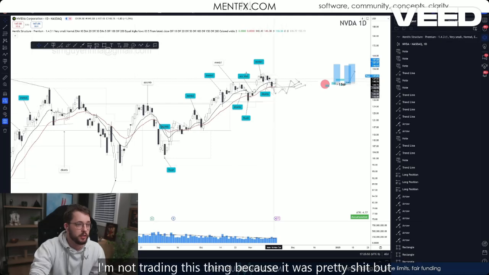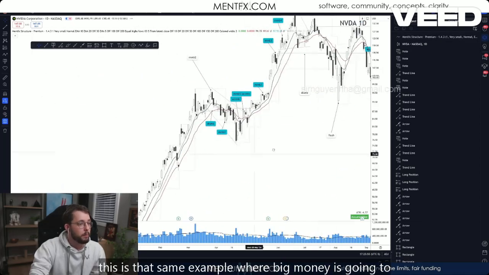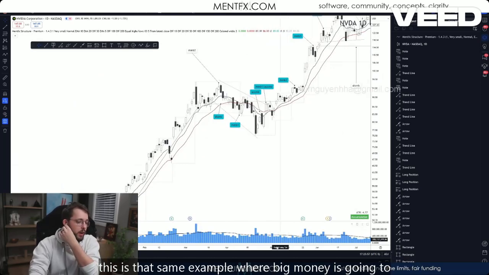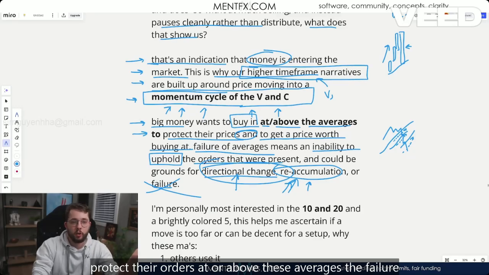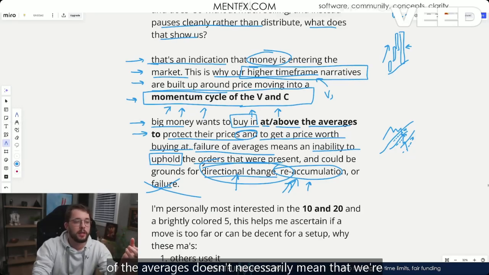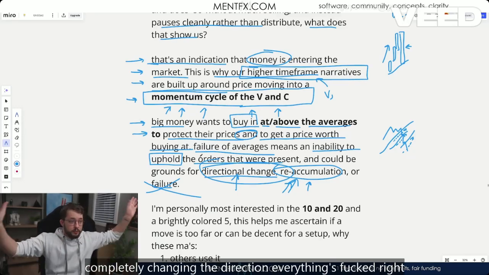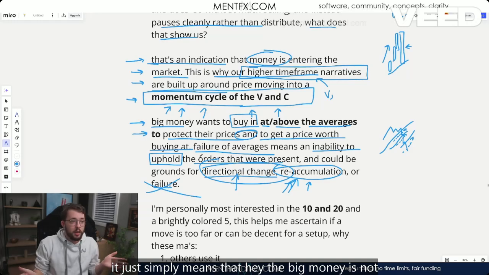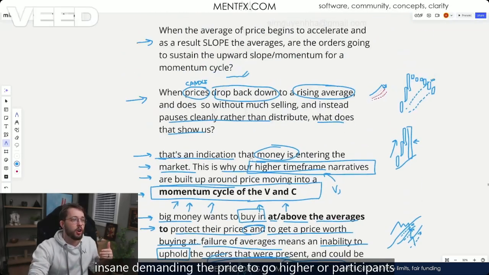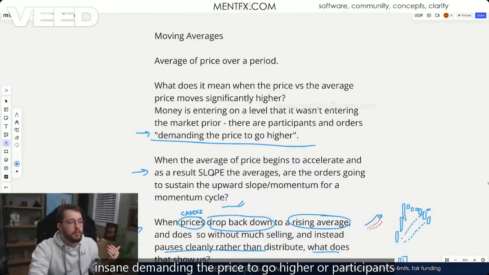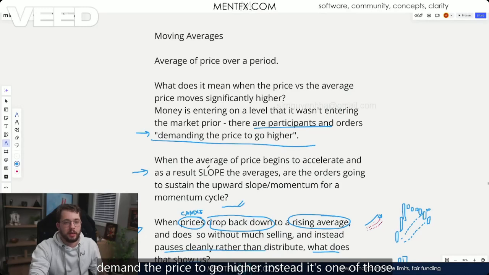Now, again, I'm not trading this thing because it was pretty poor. But this is that same example where big money is going to protect their orders at or above these averages. The failure of the averages doesn't necessarily mean that we're completely changing direction and everything's ruined. It simply means that the big money is not protecting this like it was protecting before. There are no participants demanding the price to go higher.